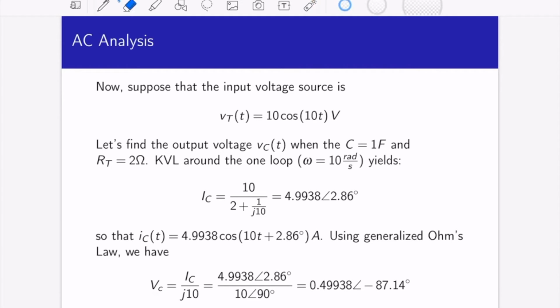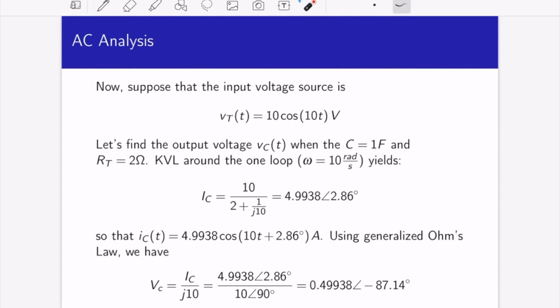over SC, and 1 over SC is going to be 1 over j times 10. So we can divide the phasor for IC by the phasor corresponding to j10. Realize, of course, that this is 10 at an angle of 90 degrees. You can remember this easily if you remember how to plot complex numbers. So we divide the magnitude by the magnitude and we get 0.49938 and subtract the denominator angle from the numerator angle and get an angle of minus 87.14 degrees.